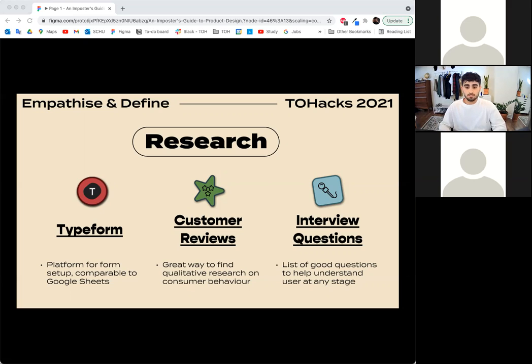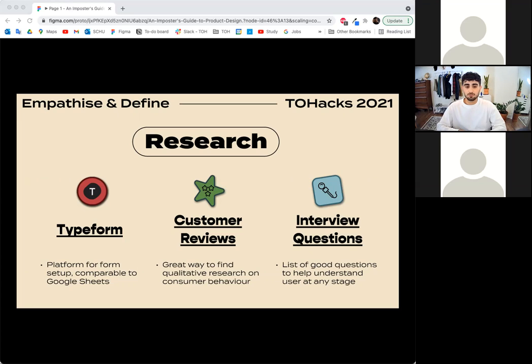A great platform is Typeform. It's comparable to Google Forms, except it's a lot more reader friendly if we're going with that UX theme. And this is a really great way for you to send out either surveys or interviews firsthand to help you really know what your user is feeling.